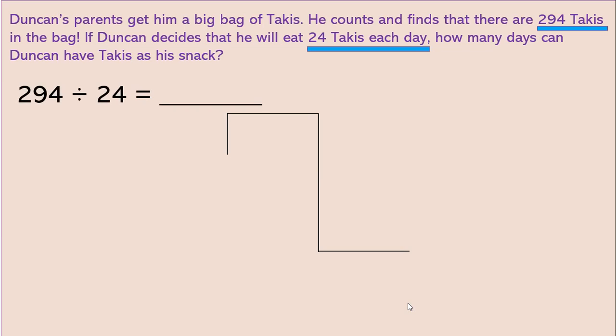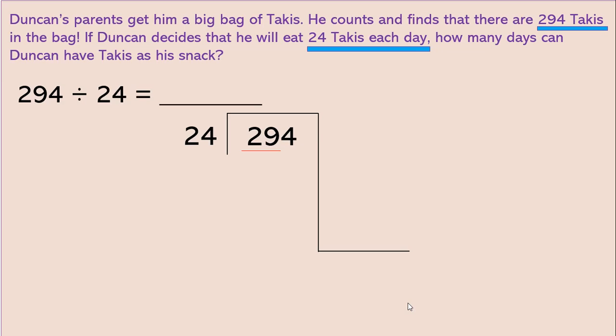So here, we're going to start by creating our outline. We're going to put our dividend inside the outline and our divisor on the outside. I'm going to start by looking in the hundreds place. We have two hundreds blocks. We can't split up two hundreds blocks between 24 groups, so we're going to be looking at tens. We have 29 tens in our number. That means we have 29 tens rectangles. We can split up 29 tens rectangles into 24 groups.